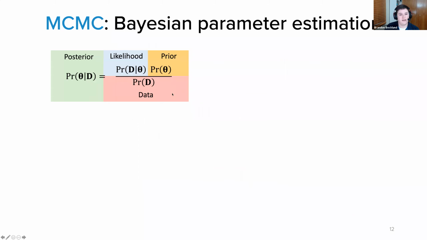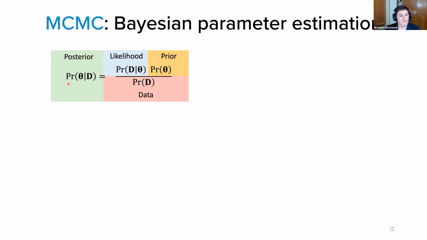For those of you unfamiliar, I want to take a little bit of time here and have a couple slides to give you some intuition about the fundamentals and what's happening here. Markov chain Monte Carlo is a method of Bayesian parameter estimation, and what we're looking at here is Bayes' theorem.